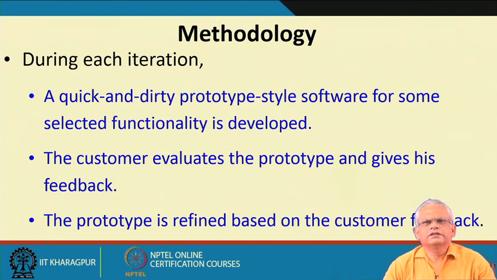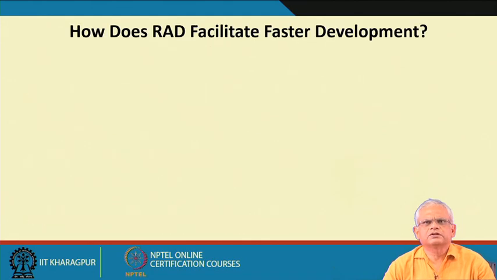One point to note here is that in this model, the prototype itself is refined. In the RAD model, the prototype itself is refined to be the actual software, whereas in the prototyping model that we had discussed, which is a derivative of the waterfall model, the prototype is used to get customer feedback at the start of the project, and then the prototype is thrown away and the software is developed fresh. But in the RAD model, the prototype is refined based on the customer feedback.